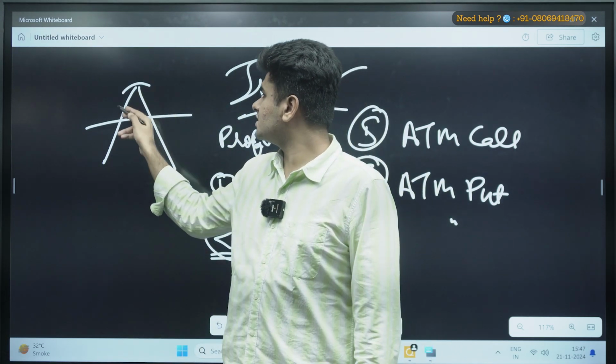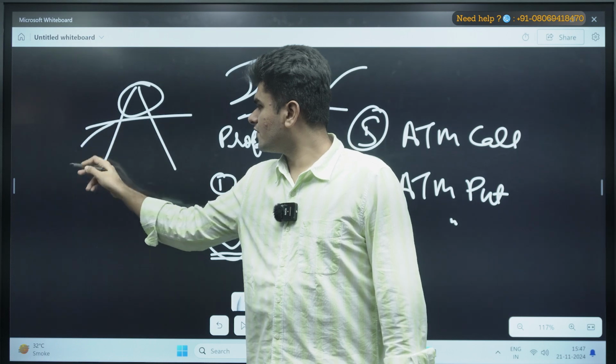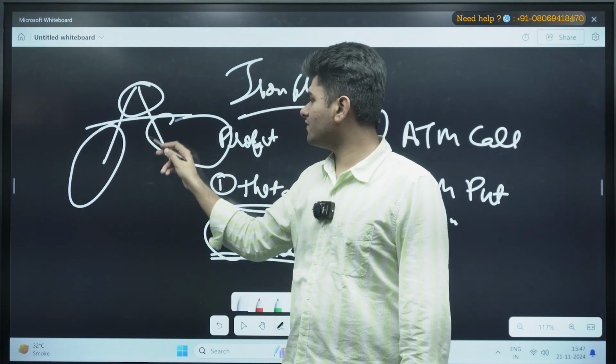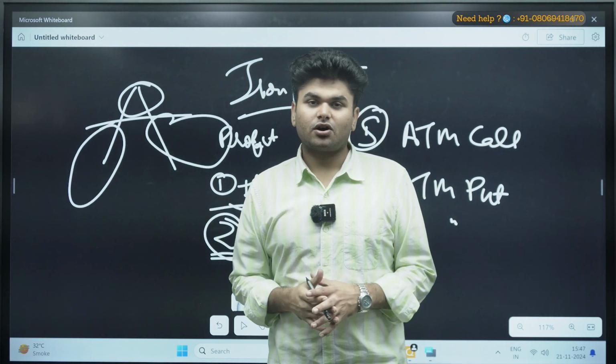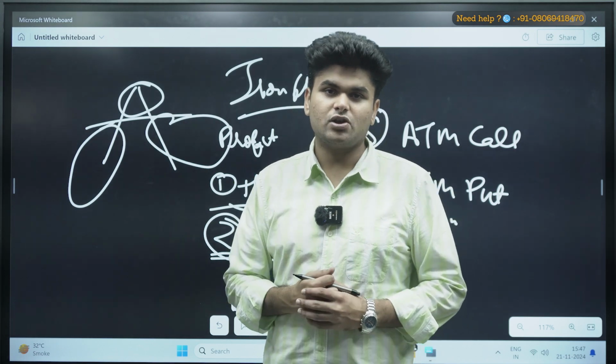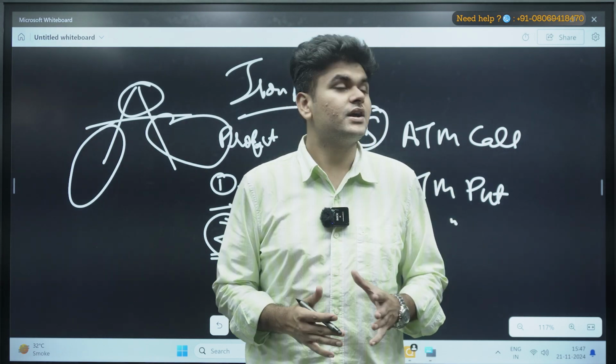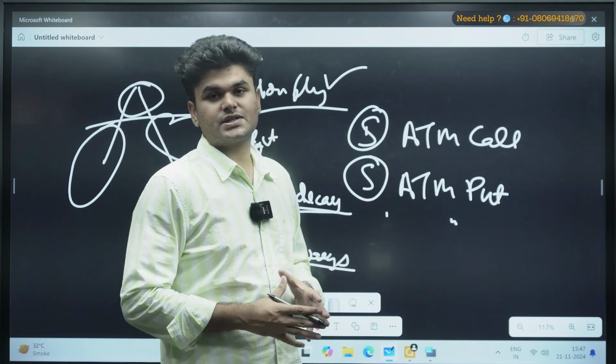you can see you are having good profits at this area. But on either side, if the market goes in either direction, you can face heavy losses. That is why we're going to add two more legs.